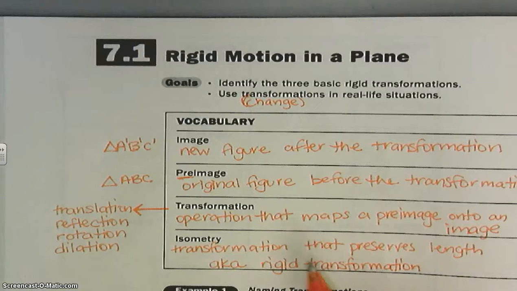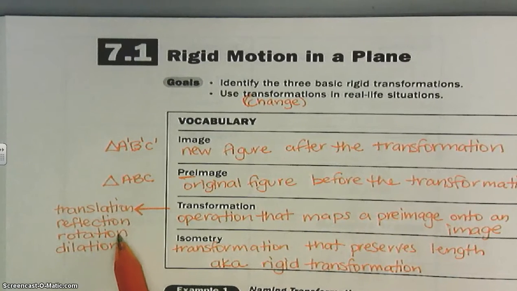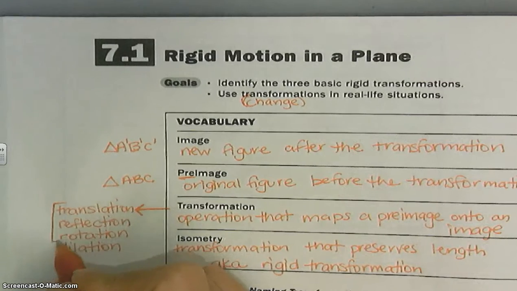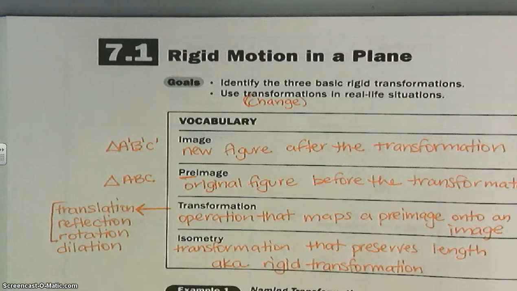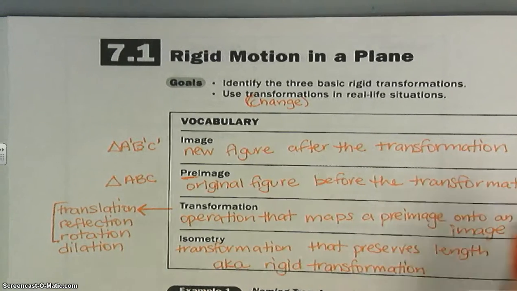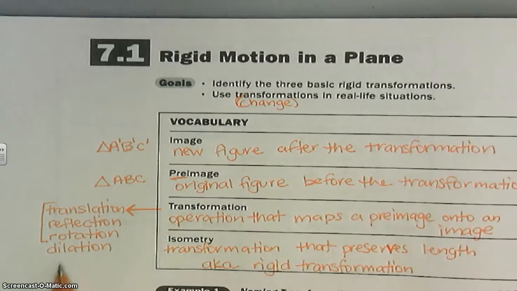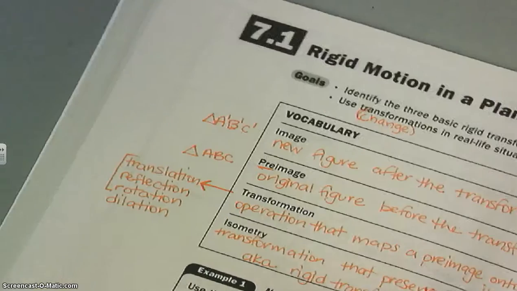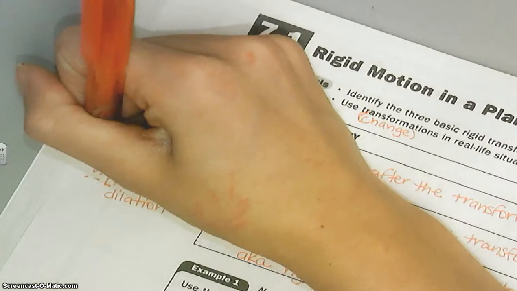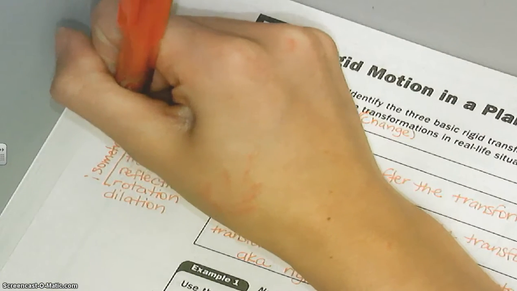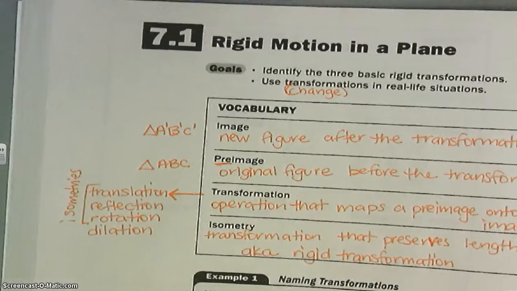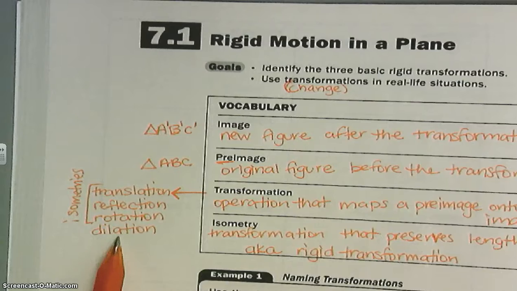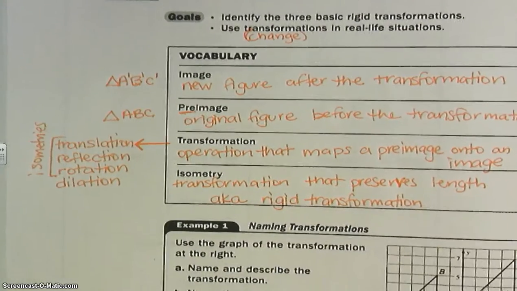So if you look over here at our list, translation, reflection, rotation, dilation, these top 3 are isometries. They keep everything the same. But a dilation changes the size. So dilation is not an isometry. So let's write over here isometries. So these 3 keep the shape the same. This one does not. Let's take a look at an example.